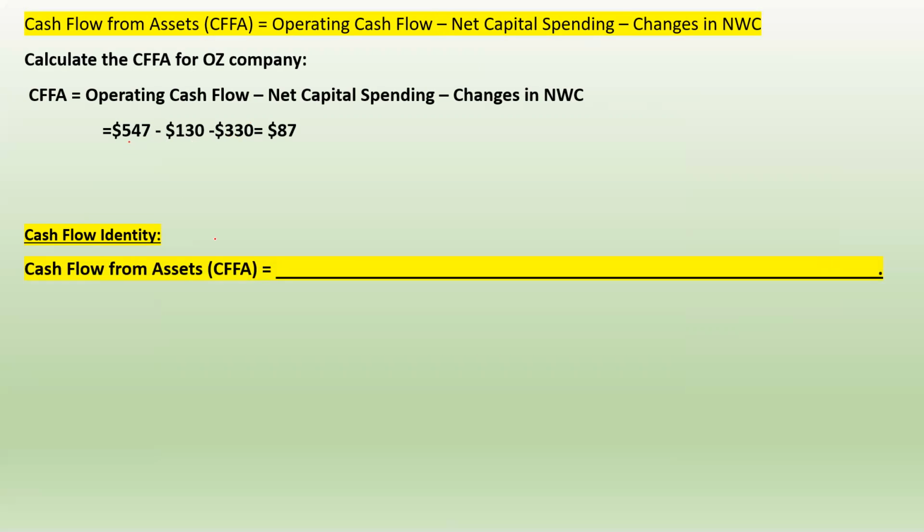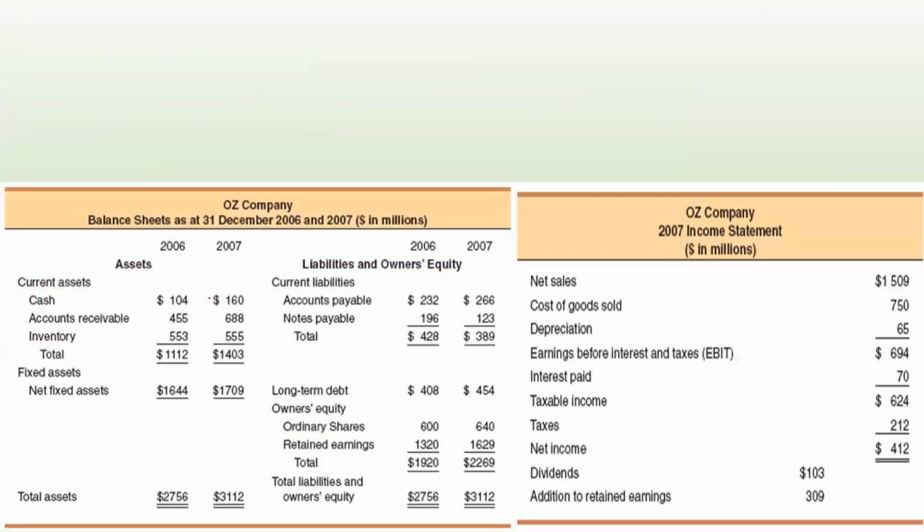And here I will introduce one more thing. The cash flow identity equals cash flow to creditors plus cash flow to shareholders. So basically the cash generated by assets should either go to creditors or shareholders.